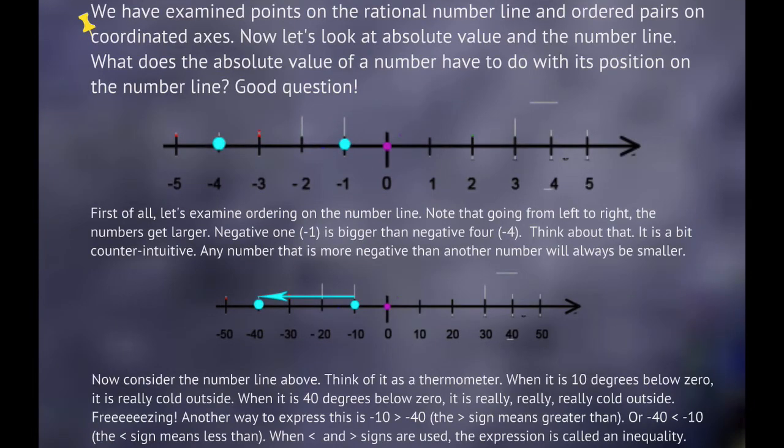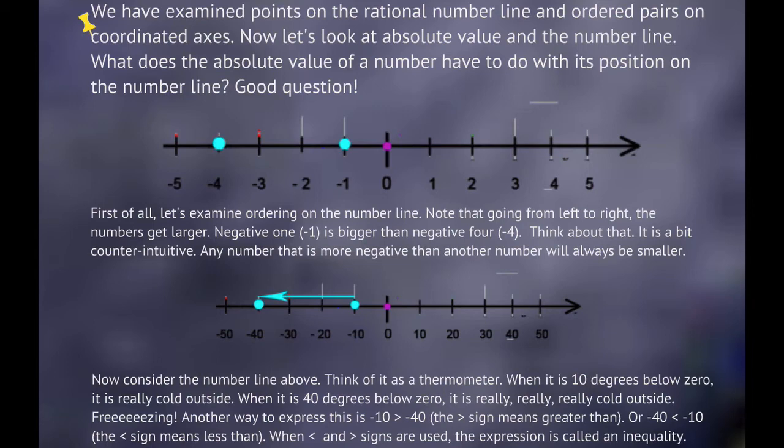We've examined points in the rational number line and ordered pairs on coordinate axes. Now let's look at absolute value in the number line. What does the absolute value of a number have to do with its position in the number line? Good question. First of all, let's examine ordering on the number line. Note that going from left to right, the numbers get larger. Negative 1 is bigger than negative 4. Think about it. It's a bit counterintuitive. Any number that is more negative than any other number will always be smaller.